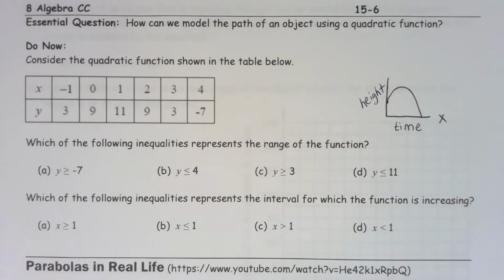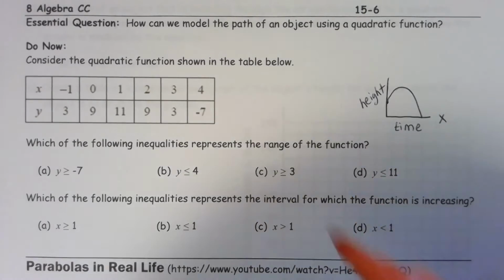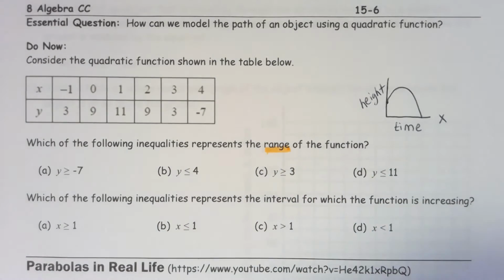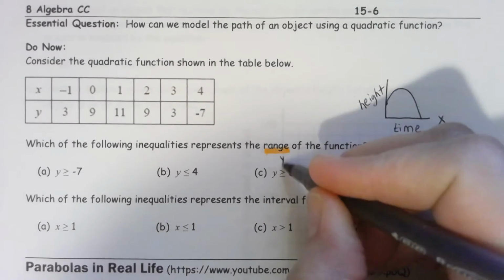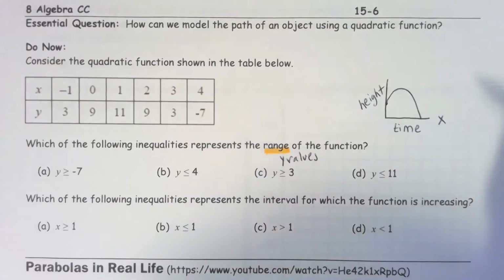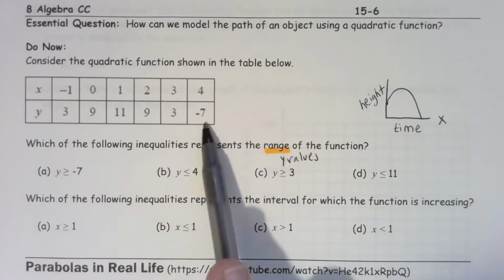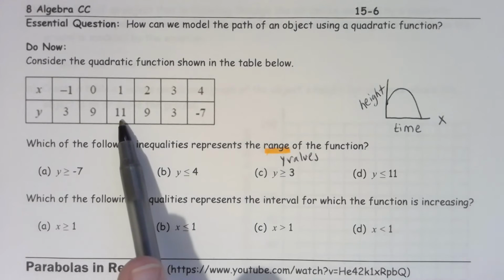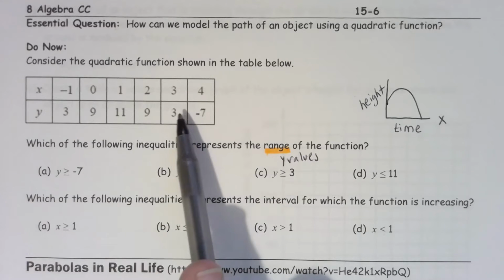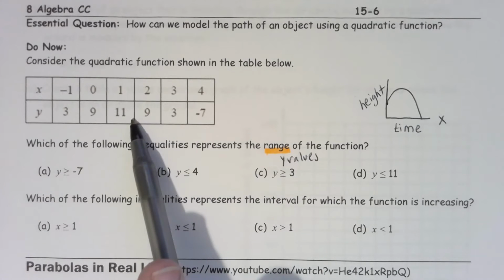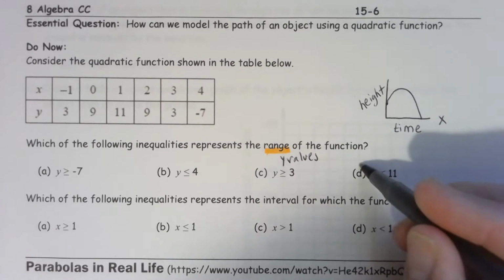Which of the following inequalities represents the range of a function? If I'm talking about the range of a function, I'm looking at what the y values are. So when I look at this table of values, I notice that the y values go up and then they go down. And the highest y value is 11, which means all these other y values are less than or equal to 11, which is choice D.